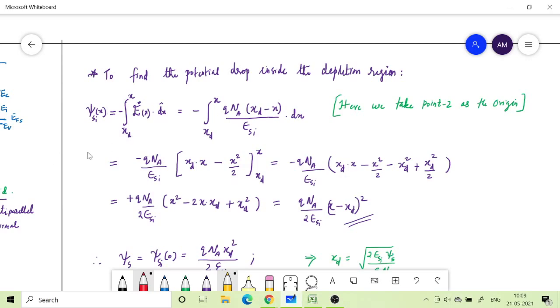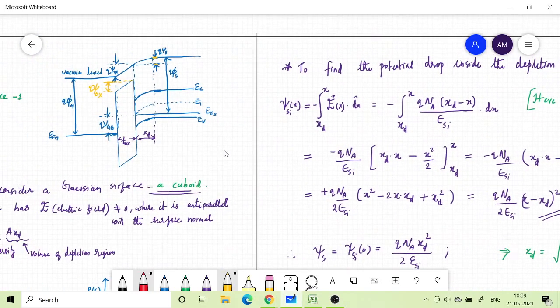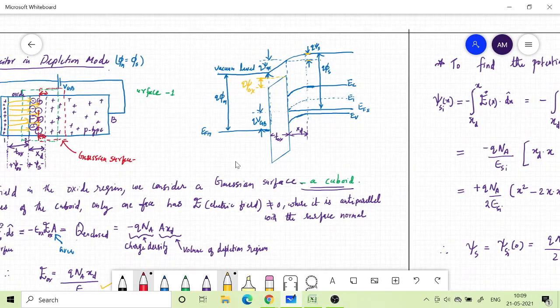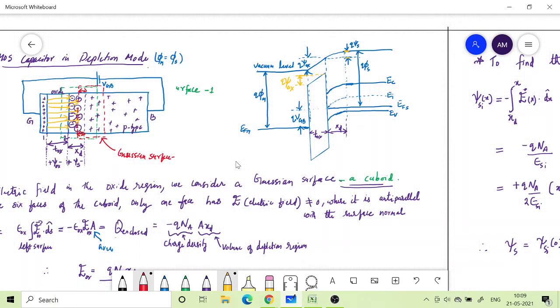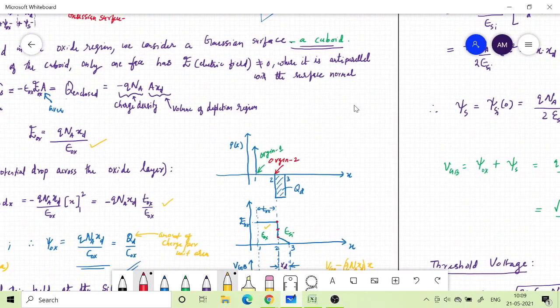So if I go back to the picture, this is my picture. I am starting my integration from this point, or maybe it is better to show it here. Point 1, 2, 3. So I am starting my integration from here. My origin is still at point 2. I am considering the origin as point 2, but my integration started at point 3, that is here.